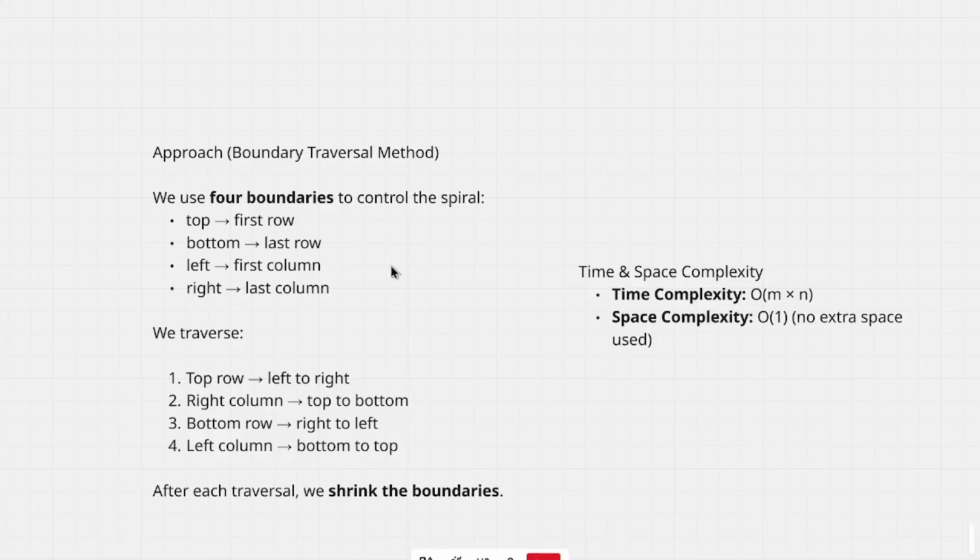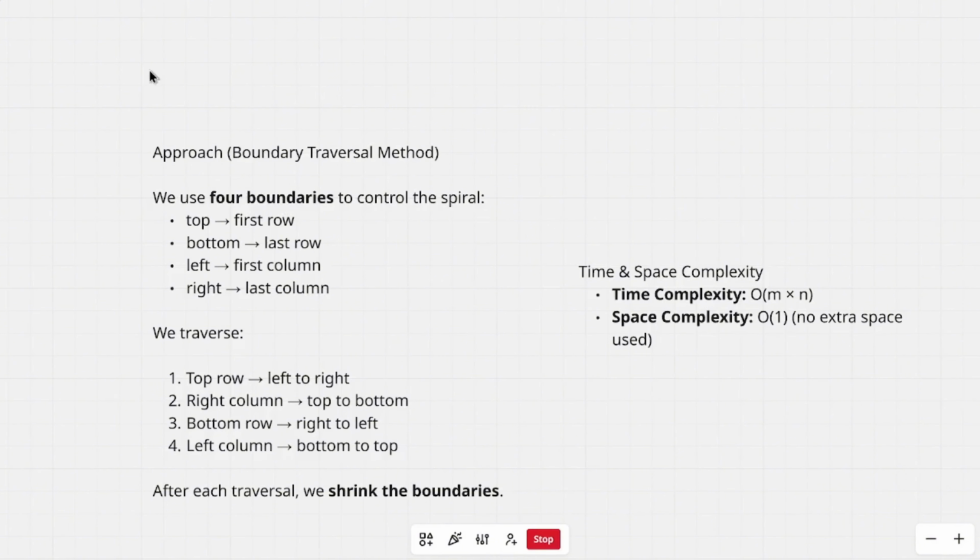So we are initializing the values also. Top means we consider this as the top, so it is the first row. And bottom, this is our last row. And left is our left side, so it is the first column. And on the right side, that is our last column.